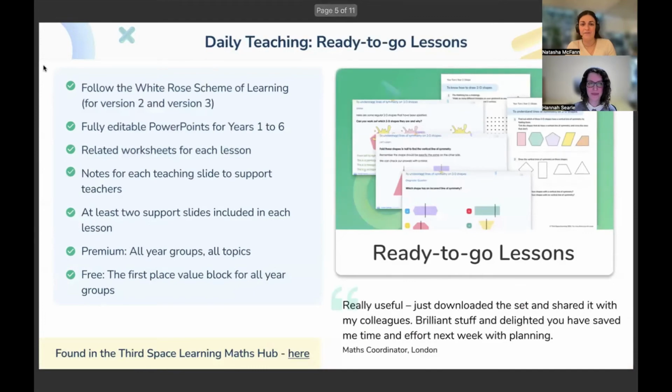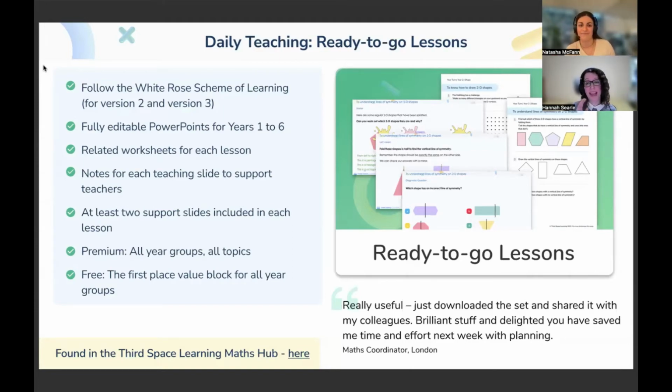Okay, let's move on then to the ready to go lesson slides. I always see these ones as the ultimate time saver. And I know back when I was teaching, this would have been my favorite one because this does just save a whole lot of planning time. Yeah, talk us through it, Hannah.